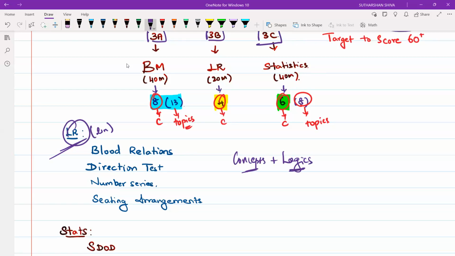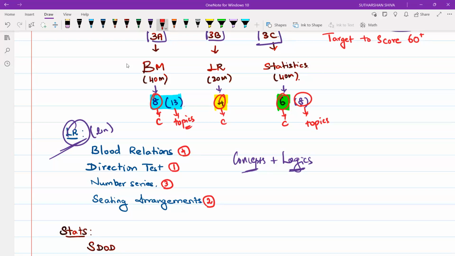It should be studied in such an order that first, you need to study direction test. Second, you need to study seating arrangement. Third, you need to study number series. Fourth, you need to revise blood relation. In blood relation, focus more on the pointing someone questions, like Ramo said to Somu that he is the mother. Read those kinds of questions.